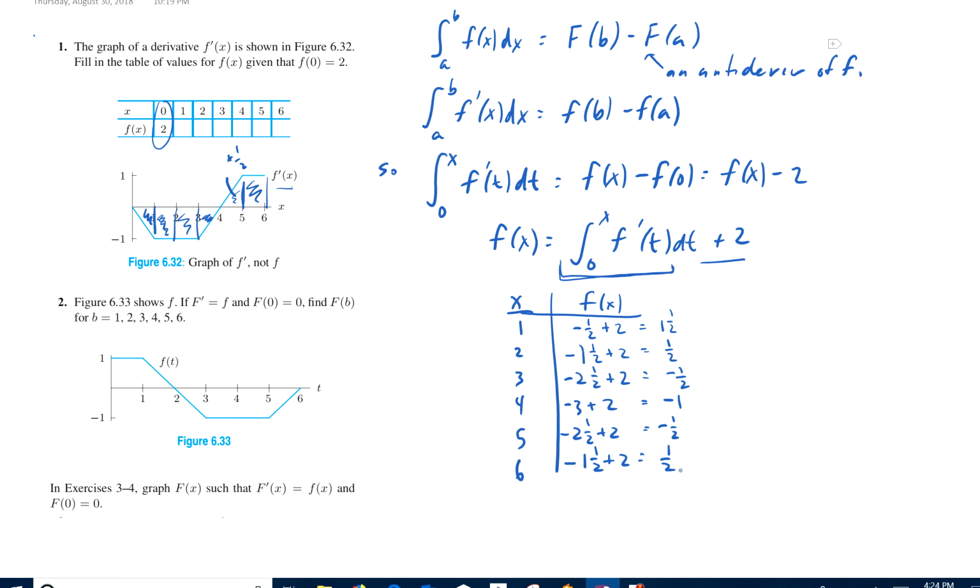Okay, barring any little mistakes there, here's my x coordinates, here's my f of x coordinates. So instead of writing that table, there they are. Okay, there you go on that one. I will go ahead and start a new video for the next one.